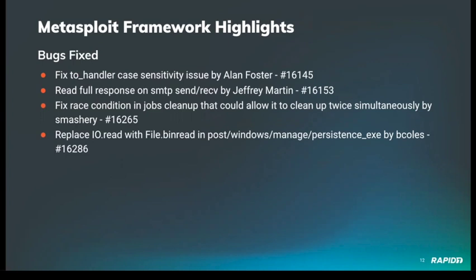So that's been fixed. Our very own Jeffrey Martin has fixed a bug in the auxiliary client SMTP emailer, which previously incorrectly handled multi-line SMTP responses, which actually stopped the module from emailing the payload successfully. So thanks for that. Community contributor smaury has fixed an edge case in cleaning up jobs where jobs were cleaned up twice, which could cause unintended errors, such as turning off HTTP servers unintentionally. And now that only gets called once.